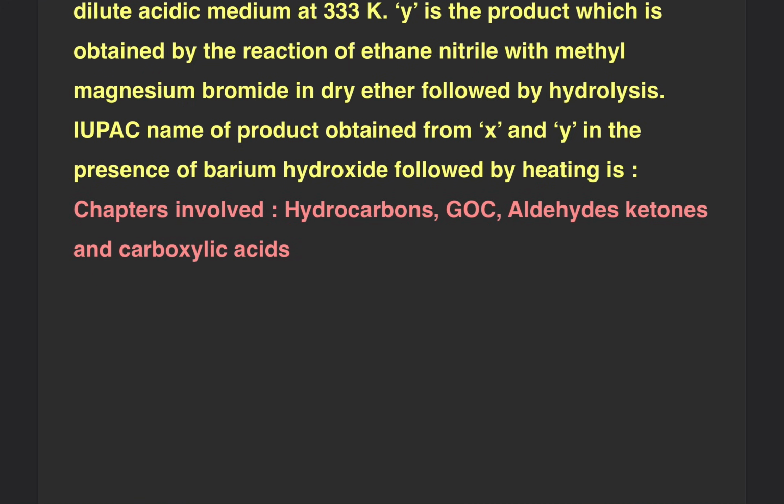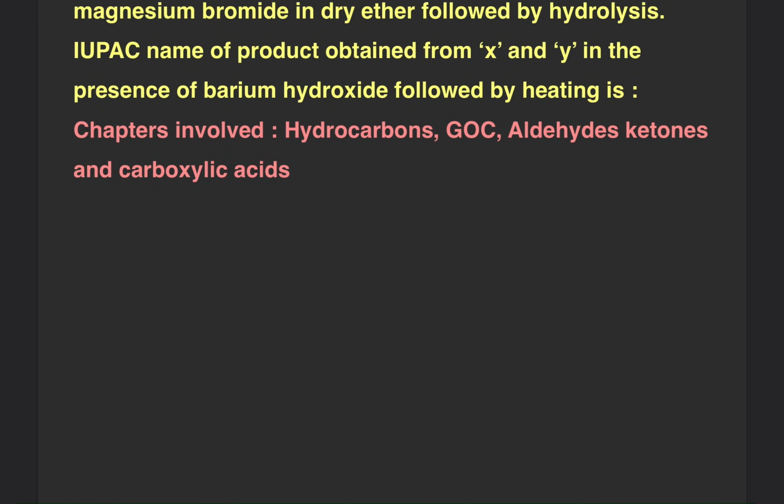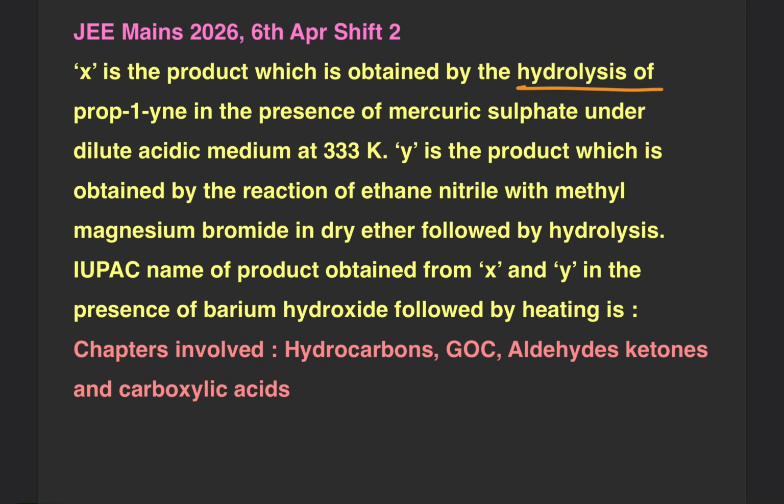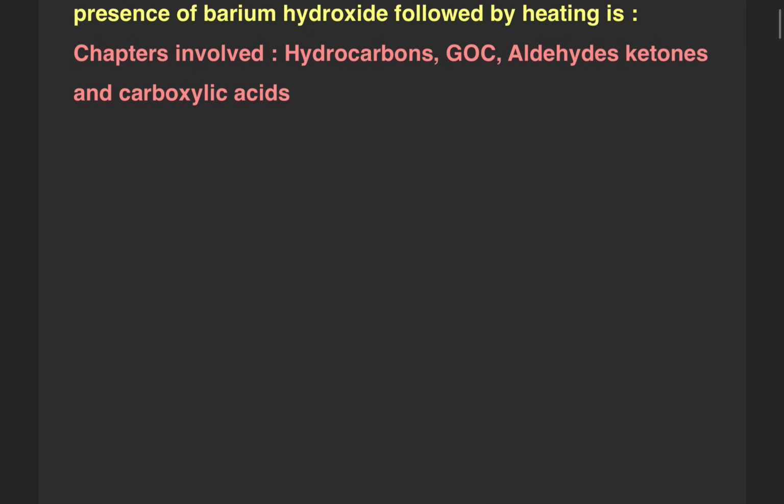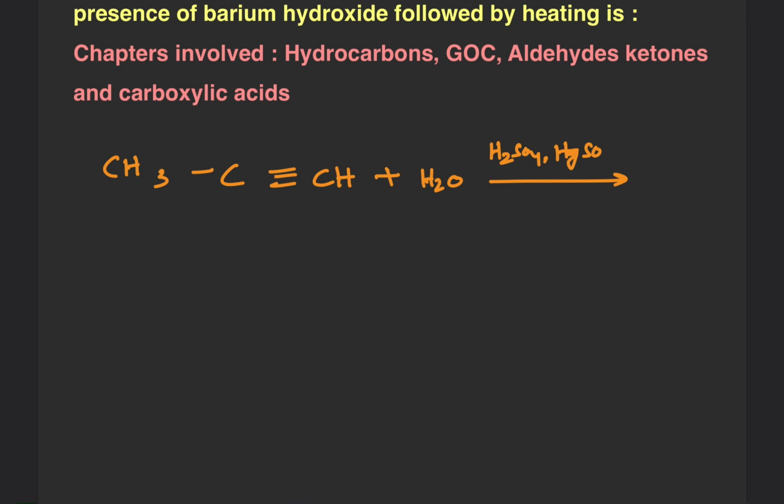So to get X, we are doing hydrolysis of prop-1-yne in the presence of mercuric sulfate, that is HgSO4, and dilute acidic medium at 333 Kelvin. With respect to the reaction, I can write CH3 C triple bond CH, this is my prop-1-yne, plus H2O, and let's say the acid I have taken is H2SO4, I also have HgSO4 and 333 Kelvin. This reaction is basically hydration of alkynes.